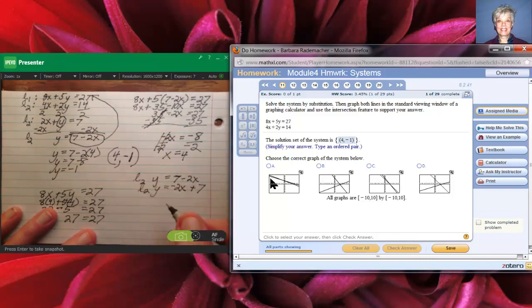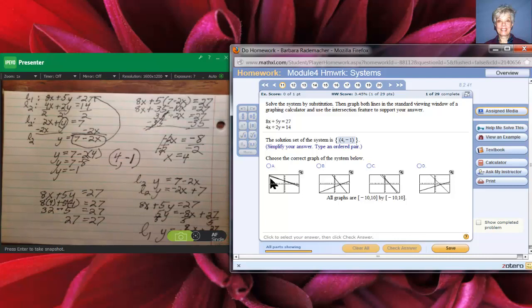Now line 1 is going to be a pain, but we can do it because we're so tough. We're going to take 8x plus 5y equals 27, subtract 8x from both sides of the equation. That'll give us 5y equals negative 8x plus 27. I know to put plus 27 because it's positive 27. Now I divide every number by 5. And so line 1 is going to be y equals negative 8/5 x plus 27/5. What a pain! Oh, I'm glad we're so tough.